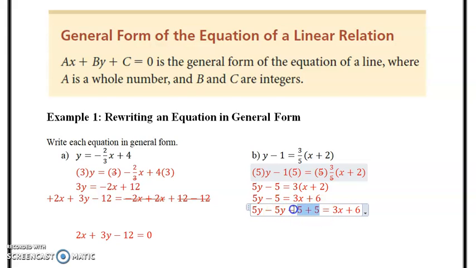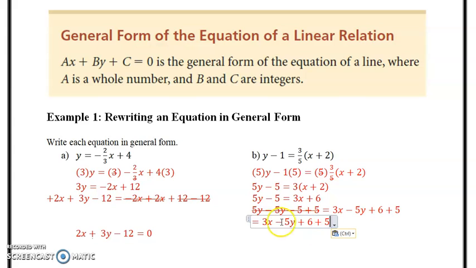Because that'll eliminate these terms, give you 0, eliminate these terms, also give you 0. That's why we did it. What you do to one side, you must do to the other. So subtract 5y, and add 5. And we're going to clean this up, and we get 0 is equal to 3x minus 5y plus 11.